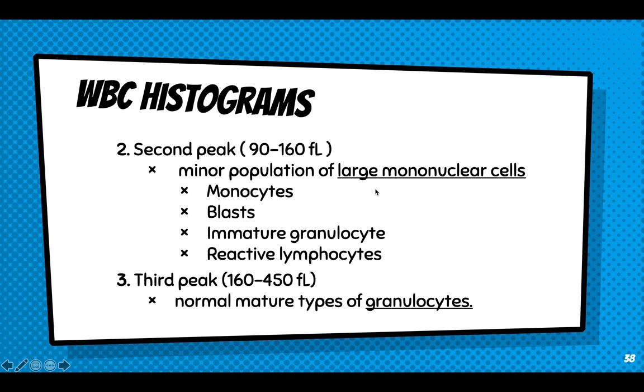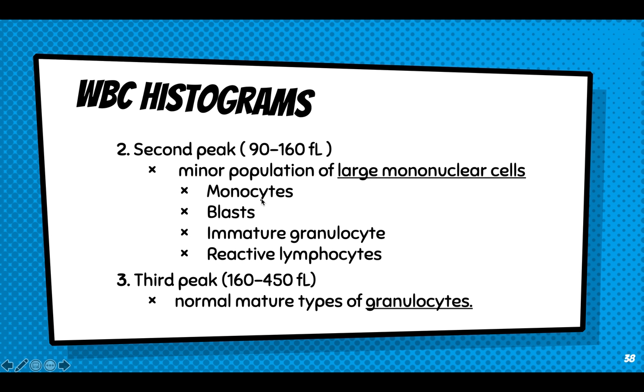These are cells ranging from 90 to 160 femtoliter. So usually we have here your monocytes, your blasts, your immature granulocytes, and your reactive lymphocytes. Your blasts and your reactive lymphocytes are abnormal. They should not be seen in your peripheral circulation. Your immature granulocyte can be your stab, if it's an immature neutrophil pa lang. So technically, the only normal that you will always be seeing there are your monocytes, diba?